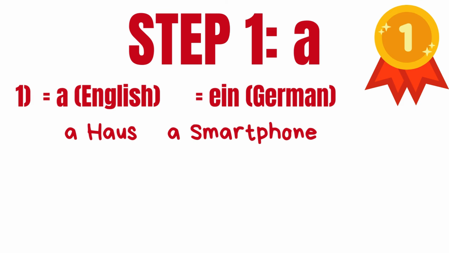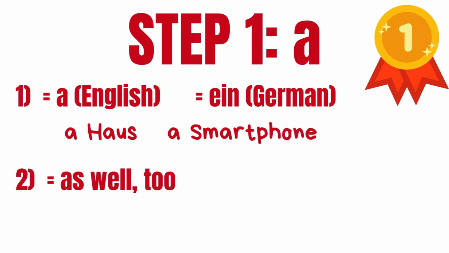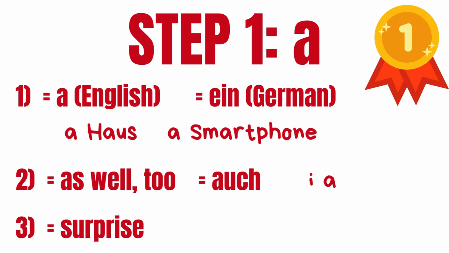The second meaning of a is as well or to in English. In Standard German, we would say auch. A, for example, ia means me too. And there is a third meaning of a, which deals with surprise, or if you want to say never mind, it's like ah.